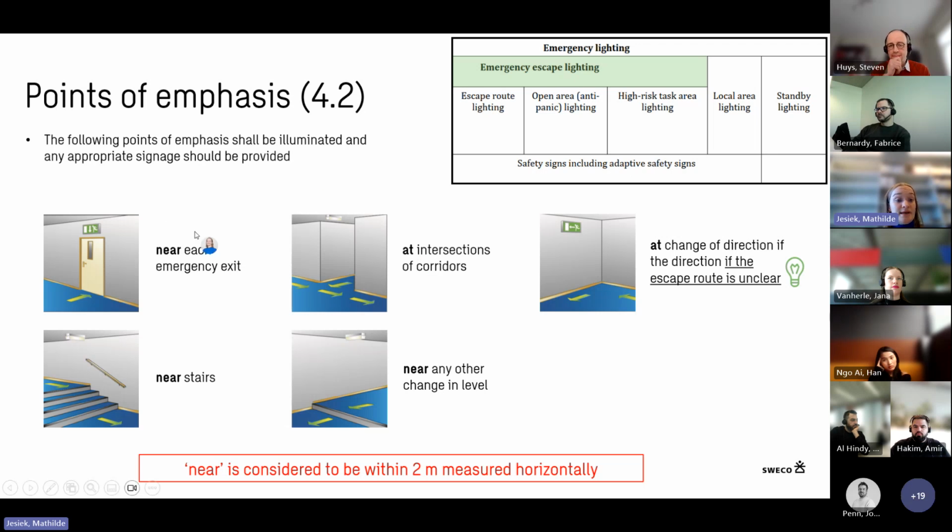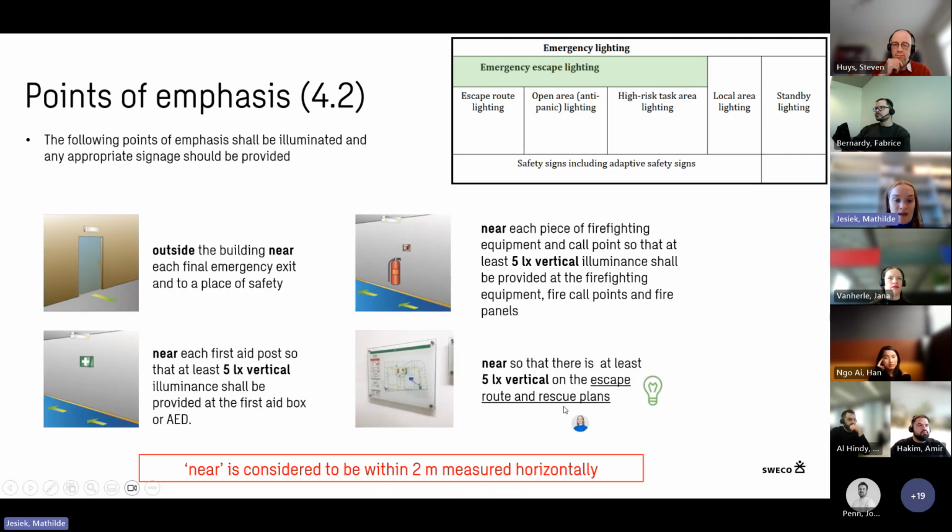So when you're near an emergency exit, near stairs, near change of level, at intersections of corridors, and at change of direction, when the escape route is unclear, this last part is new, you need to place an emergency lighting fixture within 2 meters of that point. Then also outside final emergency exits on the outside of the building. And then these 3, you see they all have 5 lux vertical also in the norm written with them.